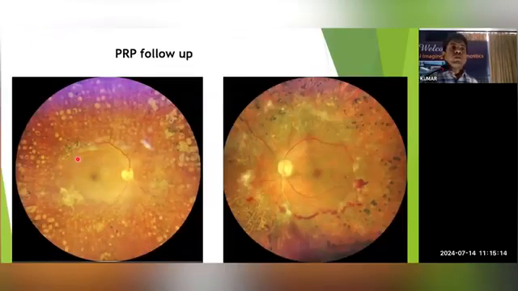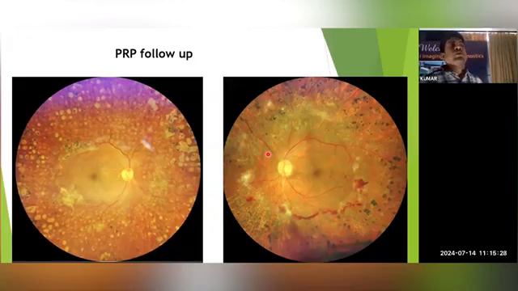So again, for PRP follow-up, we can see if there are any gap areas left. You can easily pick them up on wide field imaging, whereas in a standard 30 or 50-degree imaging, you can see mostly the posterior pole. The PRP marks are hardly seen. Only maybe 1 row or 2 rows will be seen. Whereas in wide field imaging, you can see the fill-in PRP.